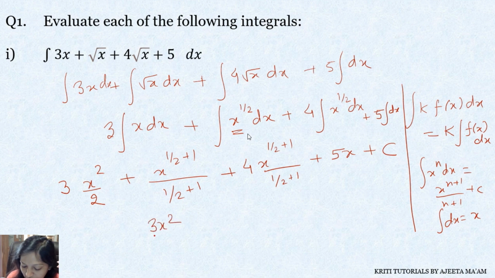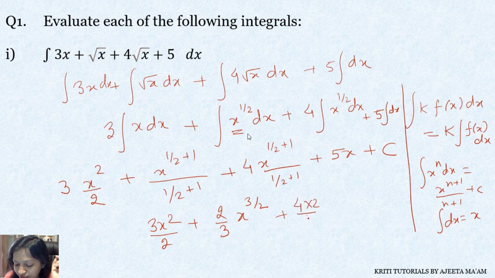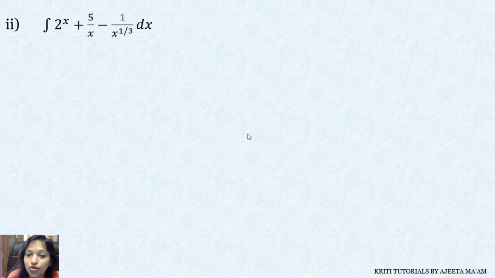We can simply simplify and write it down. Half plus 1 is 3 by 2. So this will become x raised to 3 by 2 upon 3 by 2, and dividing by 3 by 2 is multiplying by 2 by 3. Same here, so we will get 4 into 2 by 3 and x raised to 3 by 2, and 5x plus c. So that is our final answer. It is simply based on the power rule and it's a good question for 1 mark to 2 marks. Now let's move on to the next.